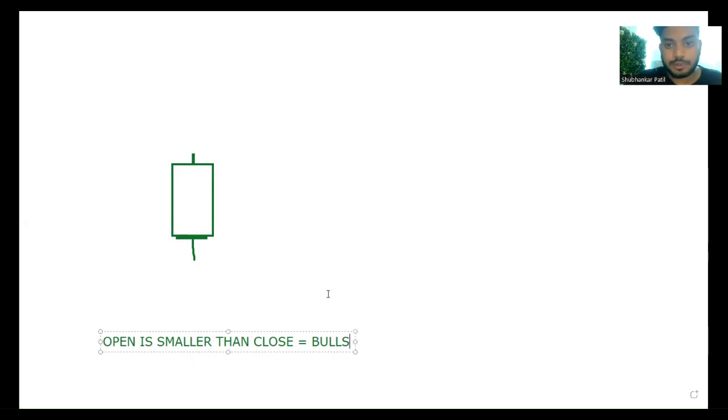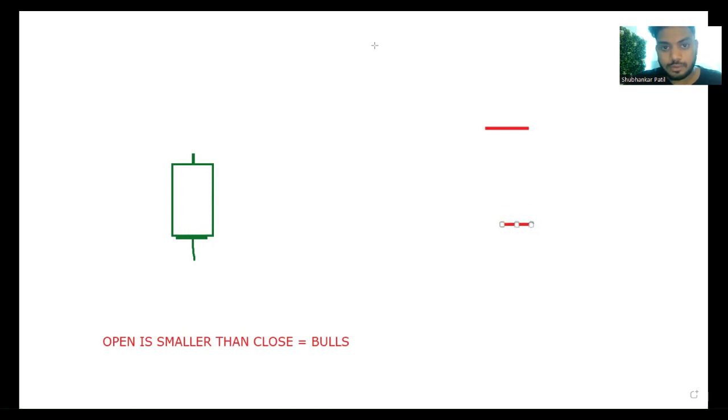Now coming to the second aspect, the red color candle, and how it will look. The market will open positive. Let's say this is where the market opened, whatever the level is, just understand the concept. Then throughout the day the market made a low of somewhere over here, and closed lower.